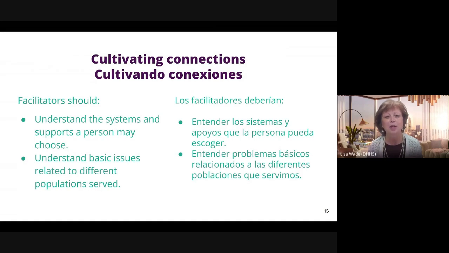Quality person-centered planning that cultivates connections first understands the system and supports a person may choose. Those choices can look different depending on the individual and family situation. Those choices could be things like healthcare or social services or recreation, housing, faith, spirituality groups, interest-based community or volunteer organizations, or choices from many, many other options.